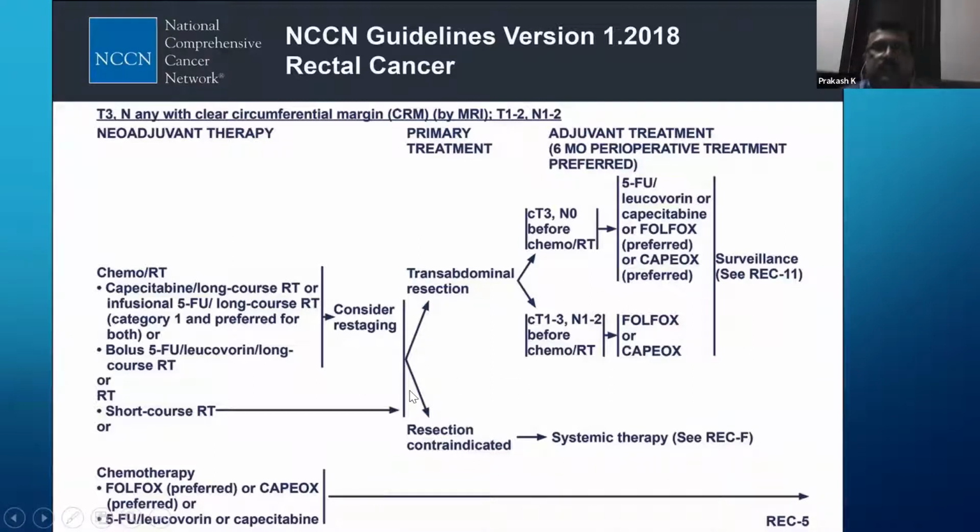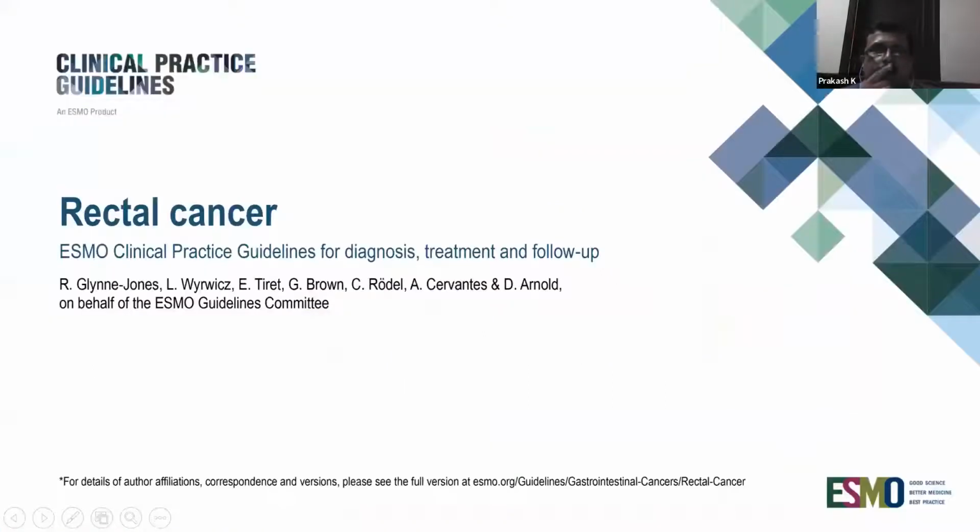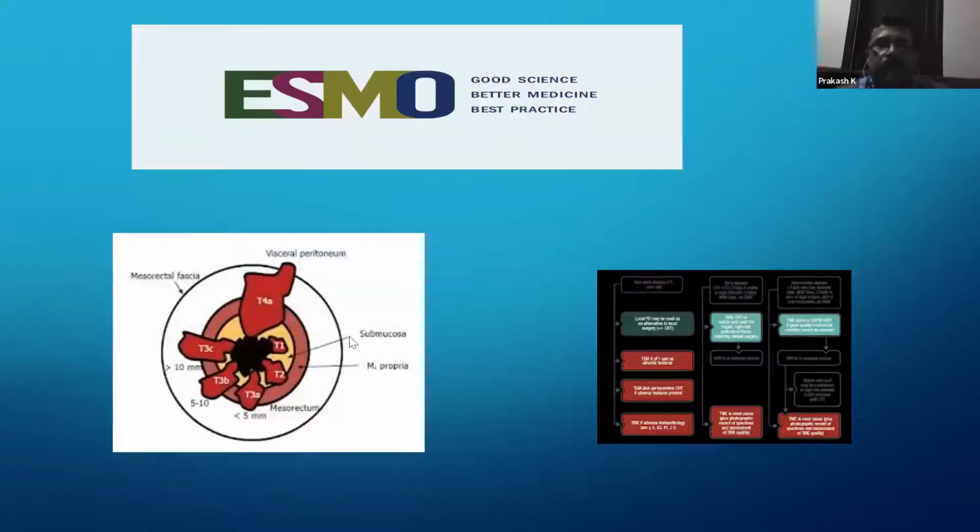Depending upon their stage of the disease, they undergo surgery, and then depending upon the biopsy, they undergo follow-up chemotherapy and then surveillance. That's the NCCN recommendation. But the ESMO guideline, which is practiced in most centers, including ours, selects these patients based on these subgroups. These are the subgroups.